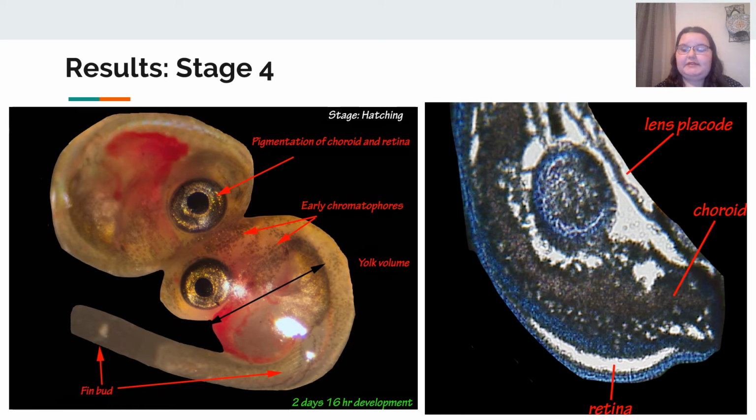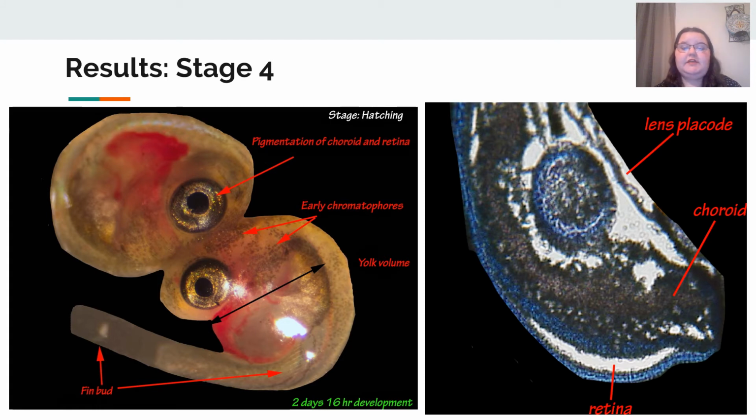And what this does is helps protect the eye and underlying brain from injury from UV light. Also, you have early chromatophores forming, and chromatophores are neural crest cells that migrate to various places on the body of the embryo and also protect it from UV light damage.